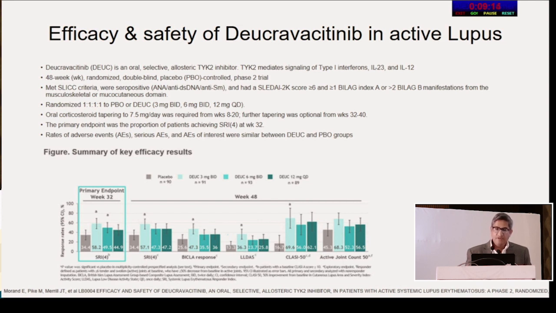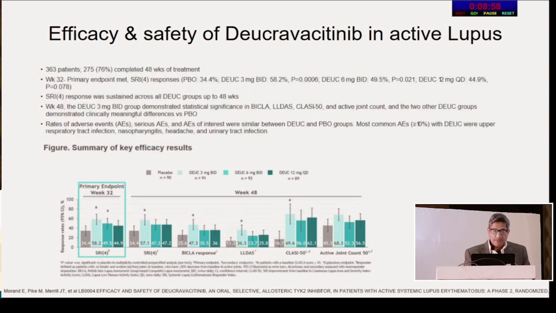Adult patients with active lupus were randomized to 3 different doses of deucravacitinib versus placebo: 3 mg BID, 6 mg BID and 12 mg BID. The primary endpoint was the proportion of patients achieving SRI-4 at week 32. As you can see, the most optimal response was seen in the deucravacitinib 3 mg BID dose, almost 58.2% of patients achieving SRI-4 as against 34.4% of the placebo. This was sustained at week 48 as well, and most of the secondary criteria were also met.